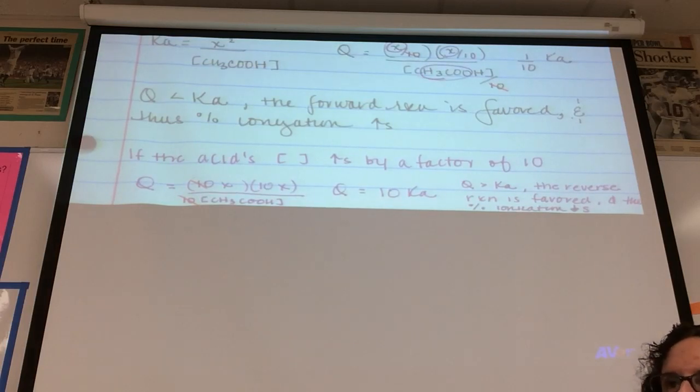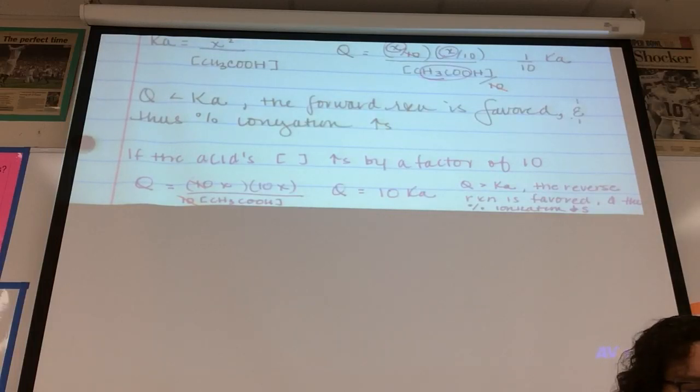It came up, I'm sure it was 2016. Like if they didn't give us Ka, but they gave us the concentrations and said it was diluted by this much, you would have to do the whole thing. Okay. And we're going to take a look at one.